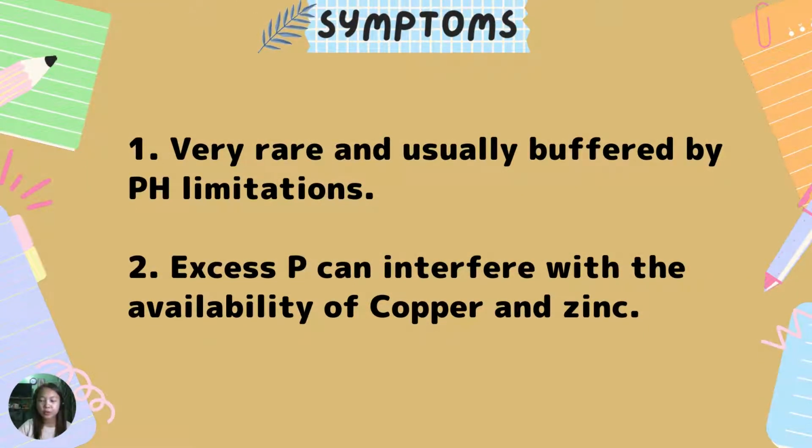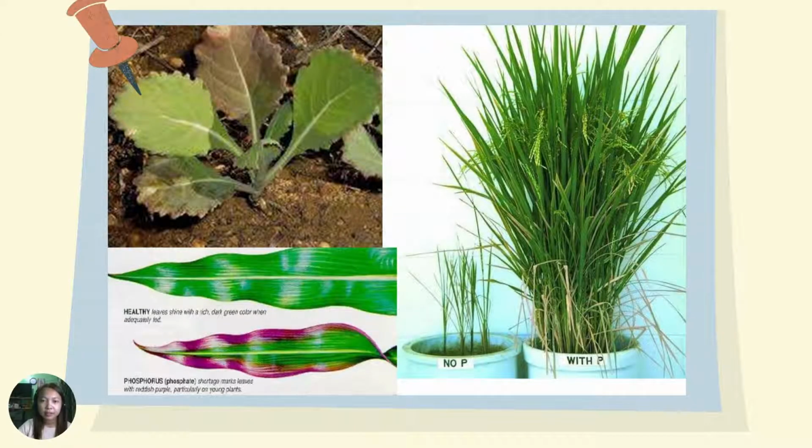As for the symptoms to observe, toxicity is very rare and usually buffered by pH limitation. Somewhat our soil might be acidic or basic. Excess phosphorus can interfere with the availability of copper and zinc. I have here an image for this one, same with the other elements mentioned a while ago. If you can notice, the plant which has no phosphorus in it tends to be small compared to the plant which has phosphorus in it. So it is much taller compared to the other one.